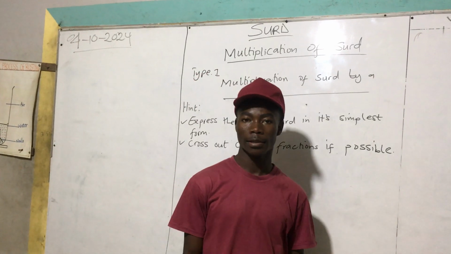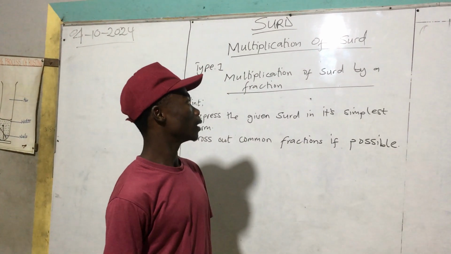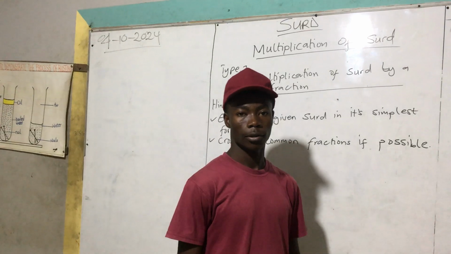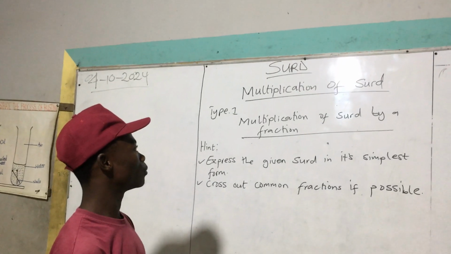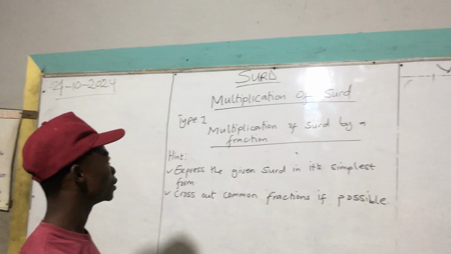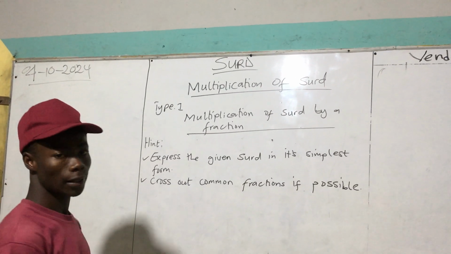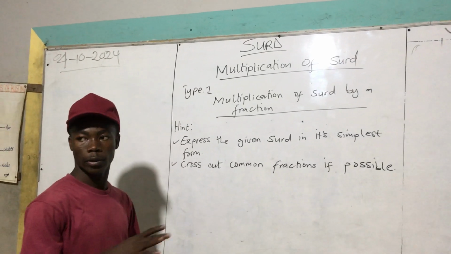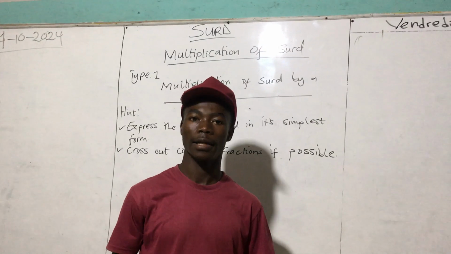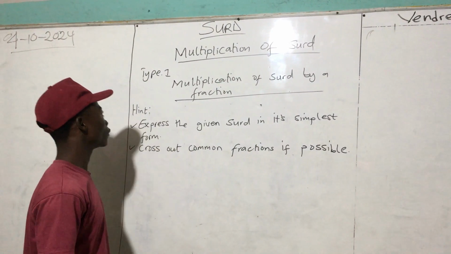In these tutorials, we will be solving some problems under surds. So basically, we're looking at multiplication of surds. We have types, so we'll be taking the types one after the other, and we'll be looking at some problems under each type. Alright, so type 1.